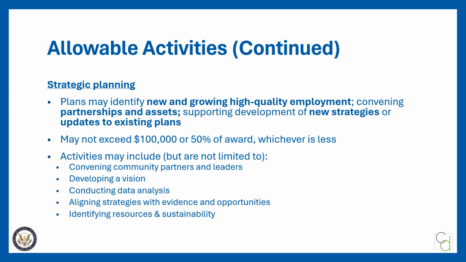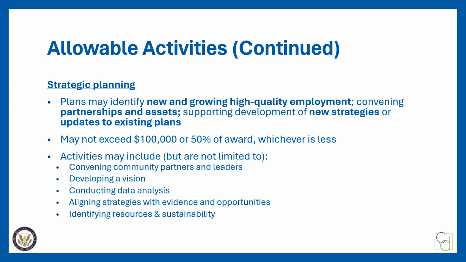Strategic planning is another allowable activity in round 6 of WORC, but do note that any activities proposed for strategic planning to support a broader implementation plan may not exceed either $100,000 or 50% of the grant award, whichever is less. Strategic planning activities should be designed to promote and support economic transformation to help ensure project outcomes will lead to sustainable employment opportunities for residents in proposed service areas.